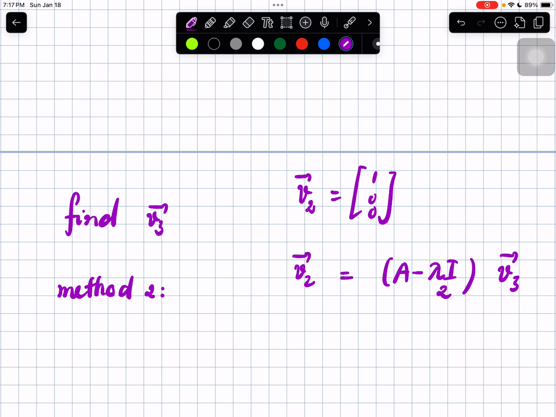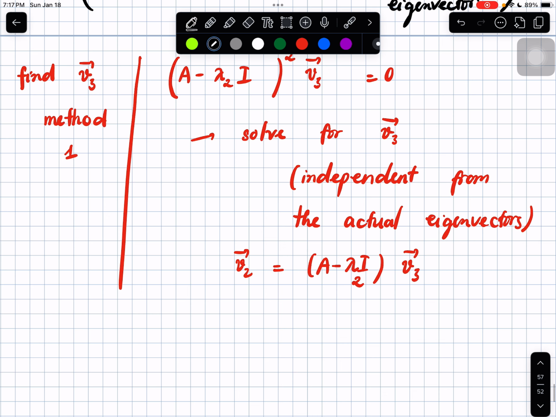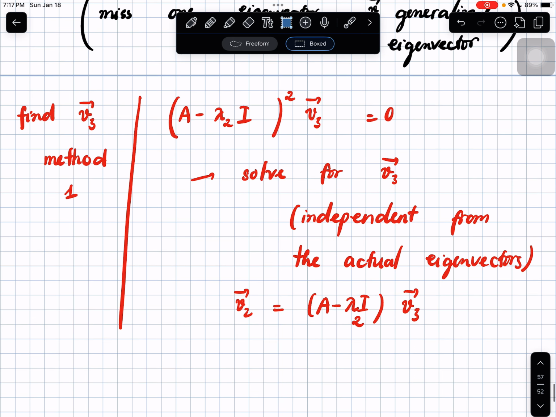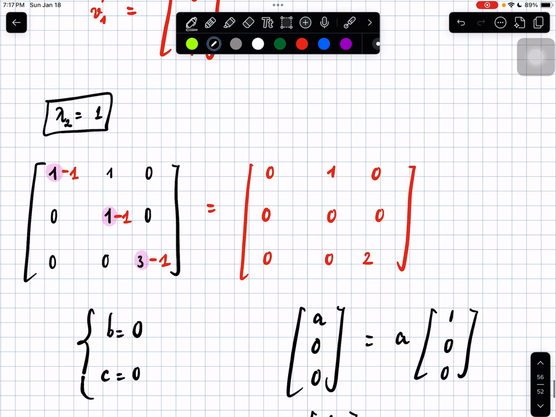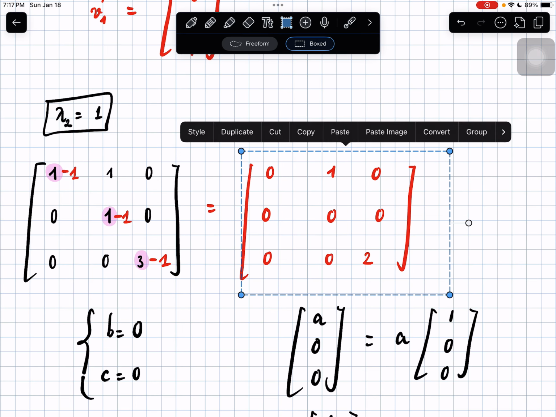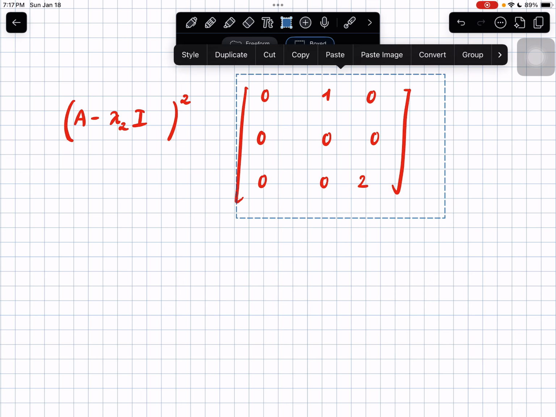Now let's do both methods and see. Method 1, find V3 like that. You need to raise to the power: A minus lambda 2 I squared. Here's A minus lambda 2 I. You need to square it.